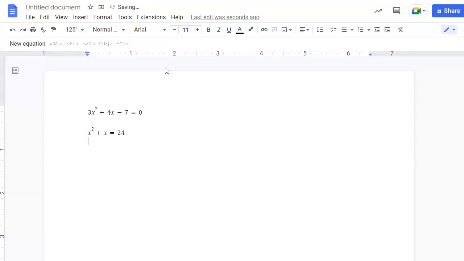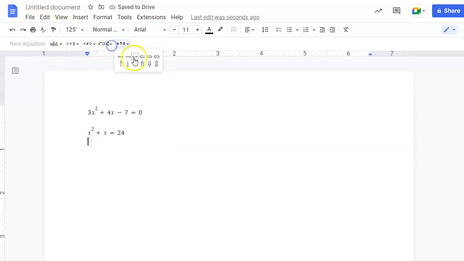On the next line, I would show my next step, where I have to move the 24 over. So I would say new equation, and that would be x squared plus an x minus 24 is equal to 0. So I'm showing my steps as I go.